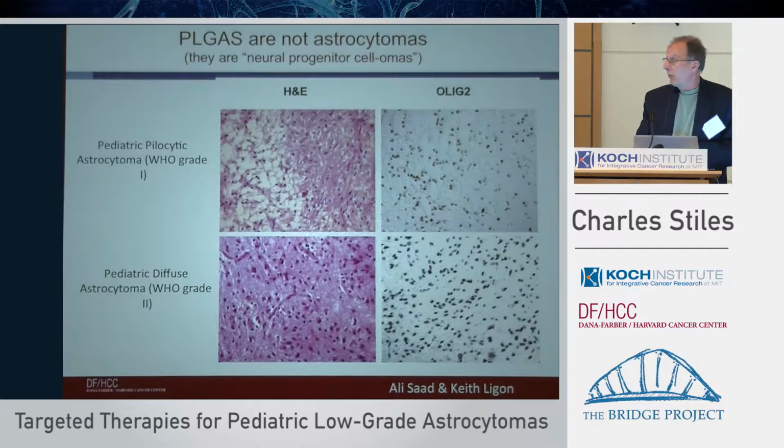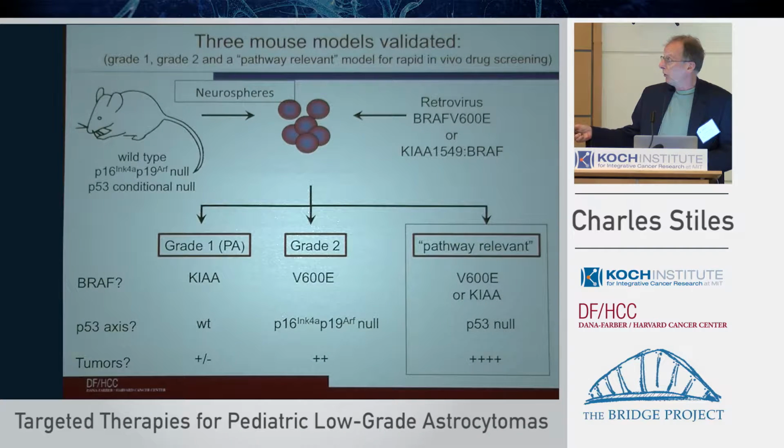We validated 3 mouse models. The thing we do here is start with a wild-type mouse or INK4A ARF or P53 conditional null. We'll talk about these in a minute. Take neural progenitors from the mouse embryos, put them in culture, use retrovirus to install either the point mutation or the truncation fusion mutation. They come in 3 flavors.